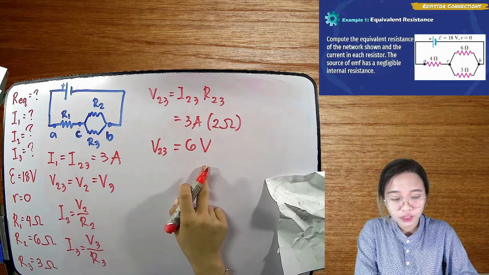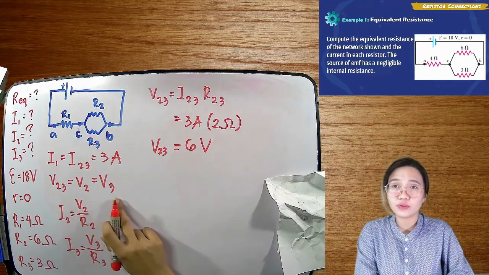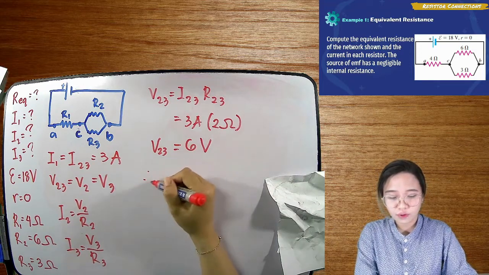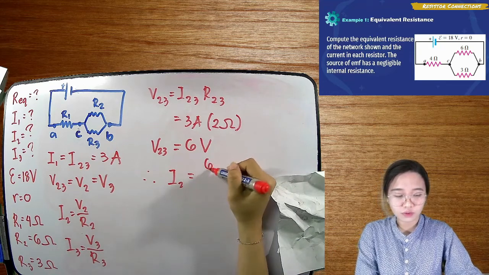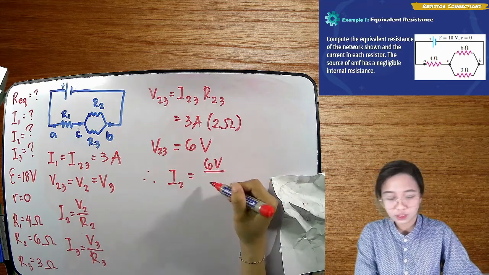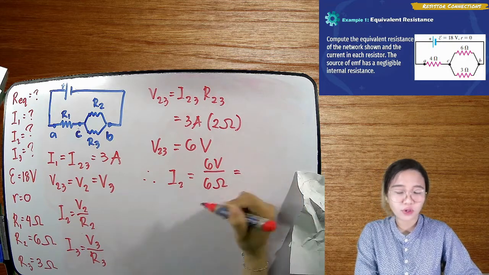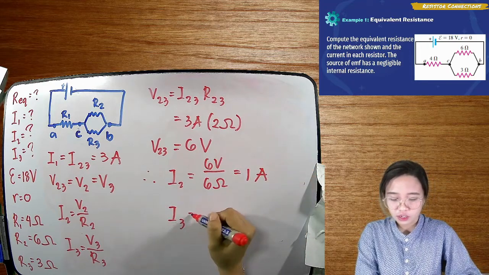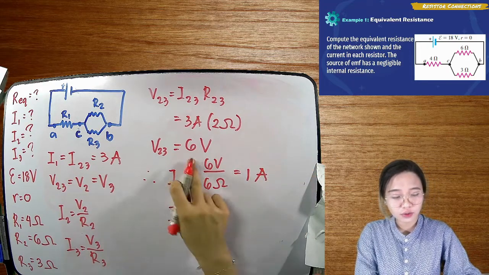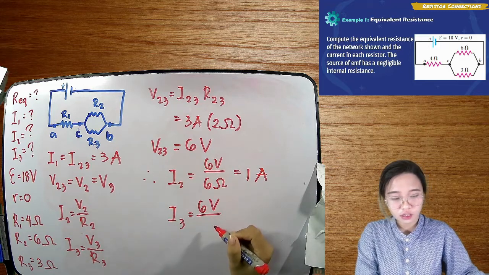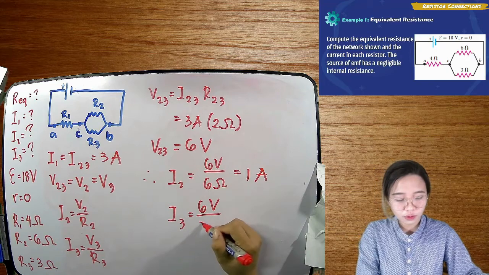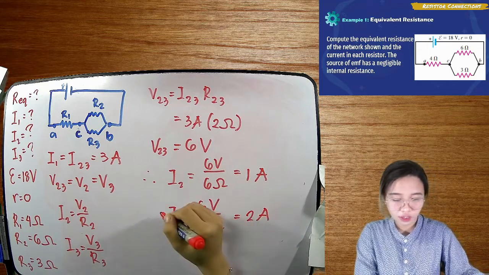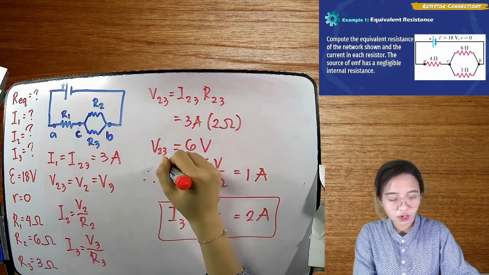And since your V23 is equal to your V2 and your V3, then we can now solve for your I2 and your I3. Therefore, your I2 is equal to 6 volts over R2, that is 6 ohms. So your I2 is just equal to 1 ampere. And then your V3 is still equal to 6 volts, and your R3 is equal to 3 ohms. So then you have 2 amperes. So this will be your I2 and your I3.